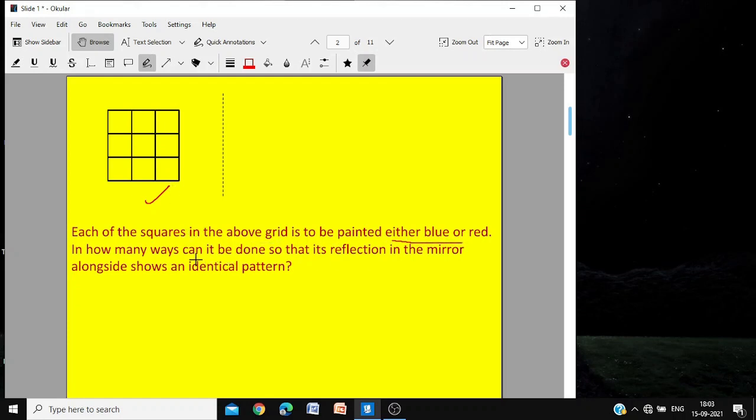In how many ways can it be painted so that its reflection in the mirror, this is the mirror, alongside shows an identical pattern? In how many ways can each of the squares of this 3 into 3 grid be painted with either blue or red so that the reflection which you get here with this mirror may show an identical pattern?